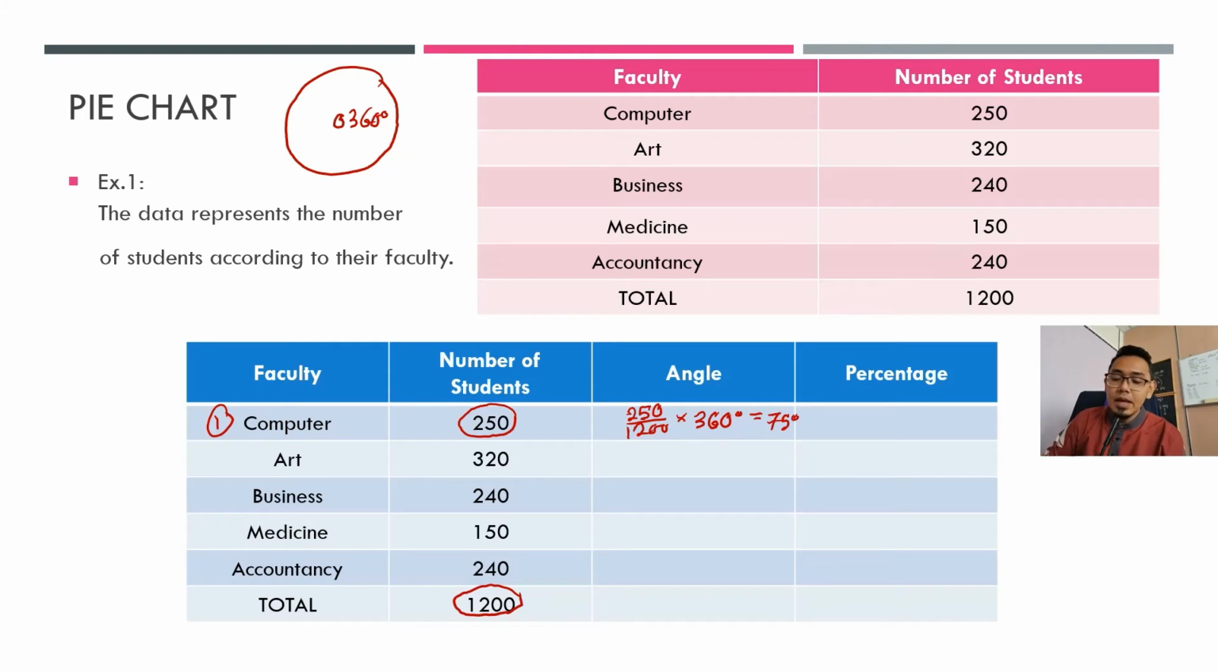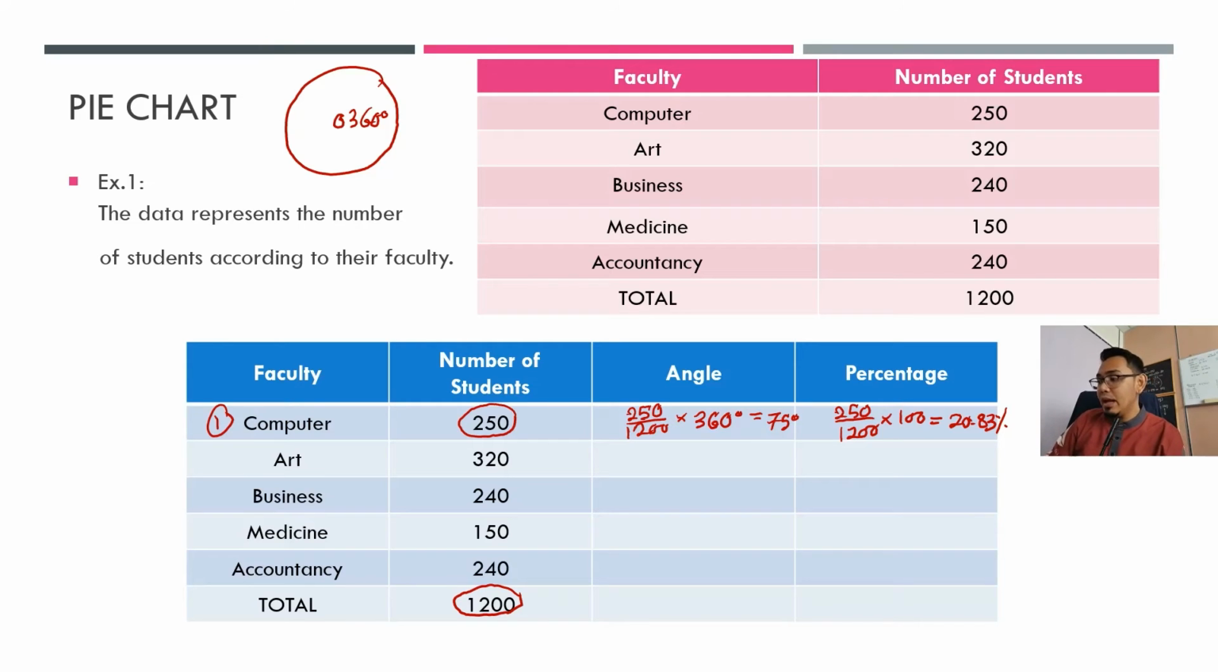What about the percentage? You can calculate the percentage by having 250 divided by 1,200 and then multiplying by 100, because it is a percentage. The total percentage will be 100, but the total angle will be 360 for the circle. When you calculate this, you get 20.83%.